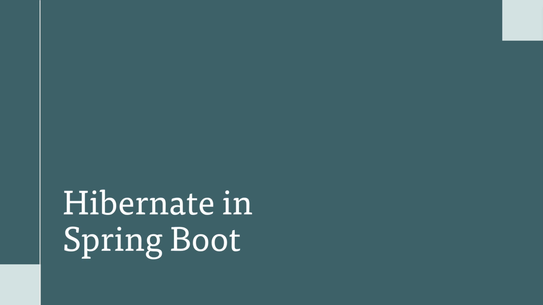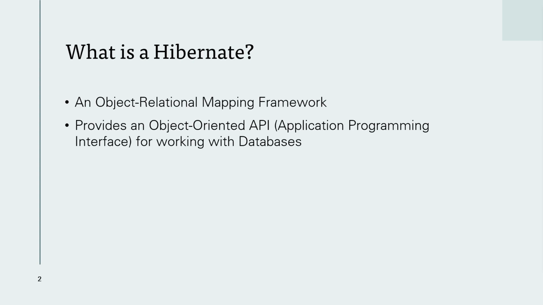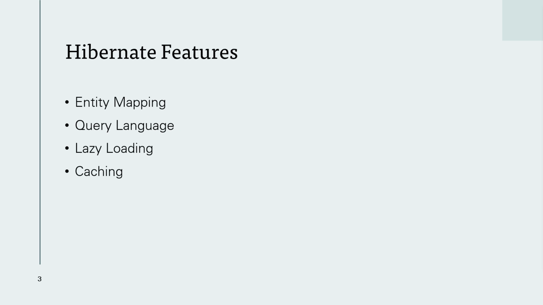In this lesson, I'll cover Hibernate in Spring Boot. Hibernate is an object relational mapping framework, or ORM, that provides an object-oriented API for working with databases. Hibernate offers features such as entity mapping, query language, lazy loading, and caching.